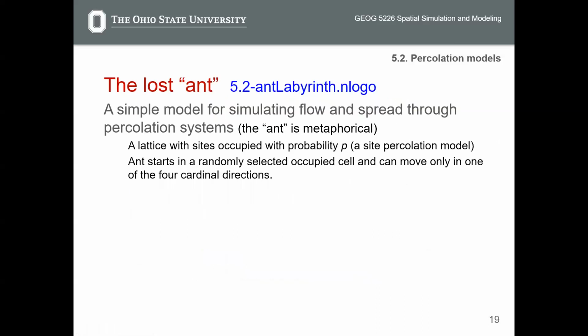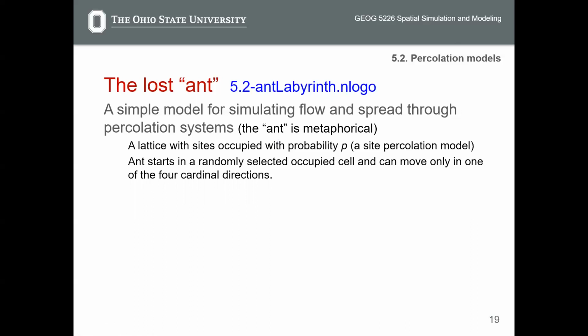Let me show you some examples of ordinary percolation. The first one is called the lost ant. This is a very simple model for simulating flow and spread through percolation systems. Of course, here the word ant is metaphorical. It could be anything, it's just an agent. But we use ant because we can imagine that an ant is trying to move on this lattice.